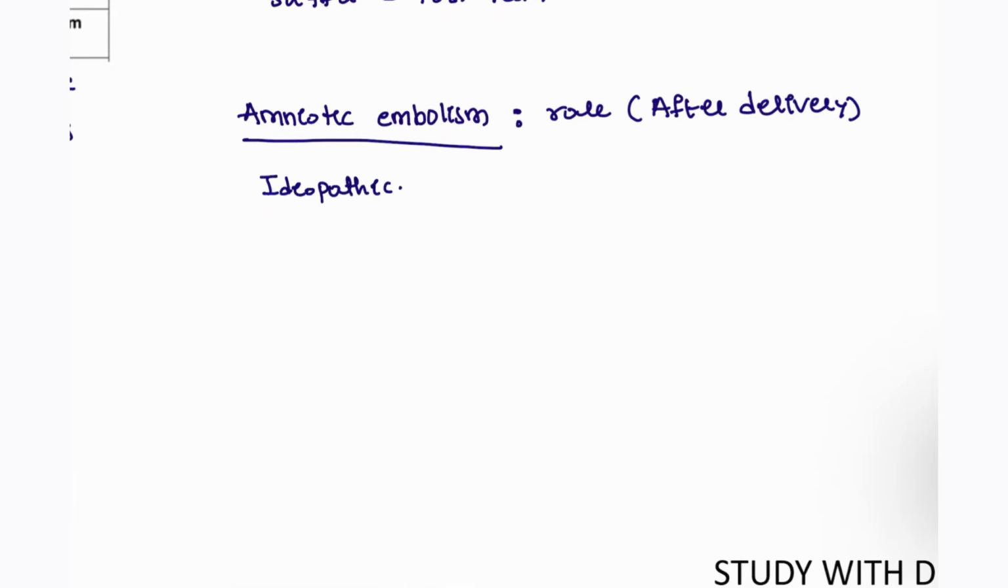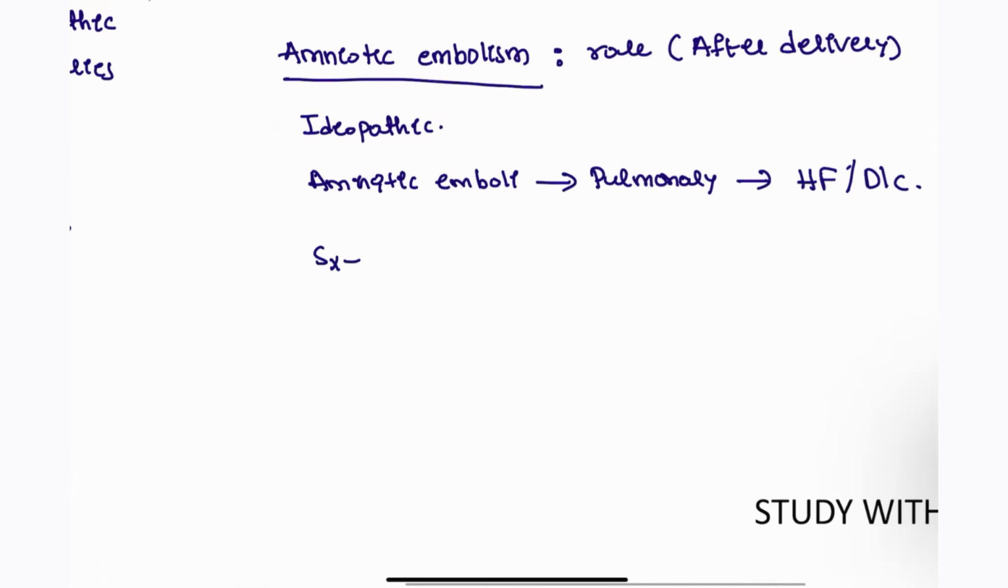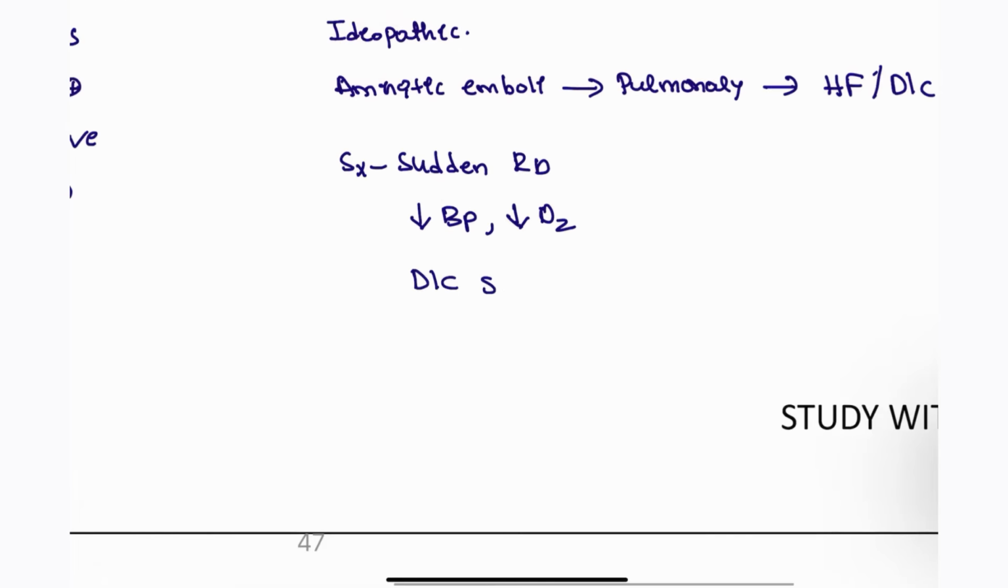Idiopathic cause is going to cause the amniotic emboli, which will lead to pulmonary vasospasm and irreversible heart failure, and DIC will be seen in this patient. Okay, what are the symptoms? Sudden onset of respiratory distress, sudden dyspnea, hypoxia will be seen, and sudden BP fall, and also the patient will have the oxygen fall, and DIC symptoms will be presented.